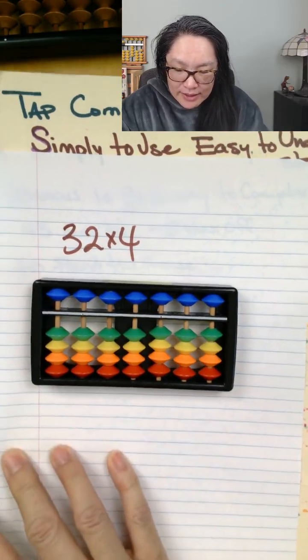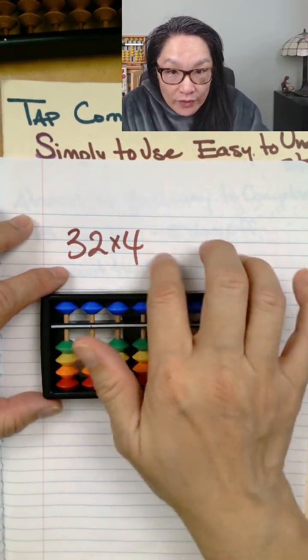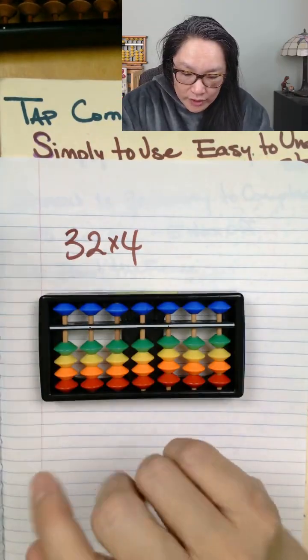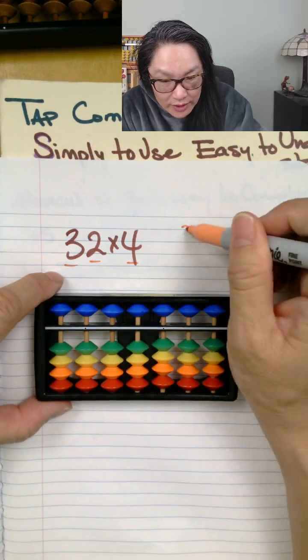Okay, so we're back to here. So the first thing we're going to do is understand how to find our starting point. When we find our starting point, we are going to count our digits. We have 1, 2, 3. So our starting point is at 3.